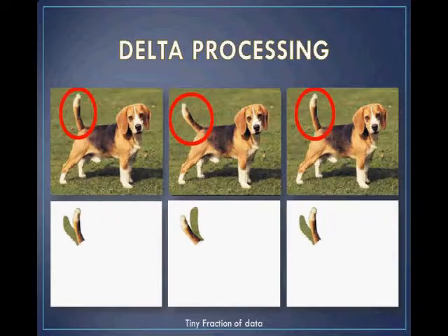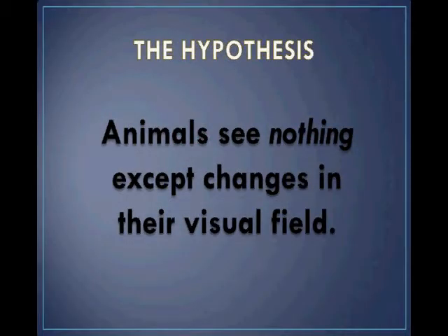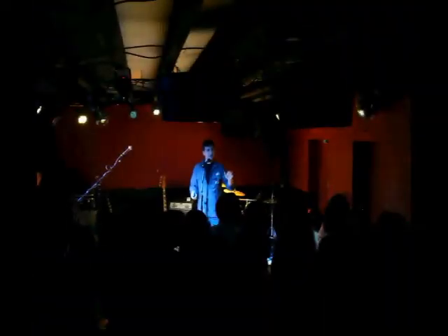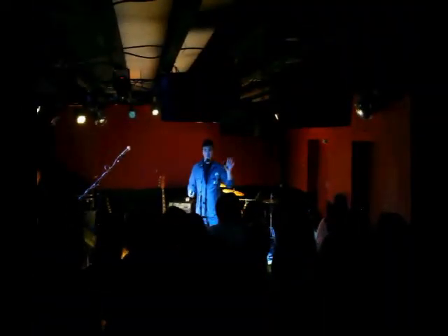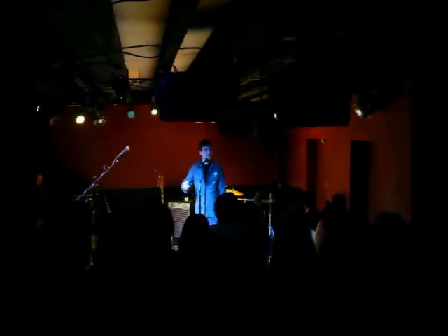So this led me to a hypothesis. I believe that animals actually can see nothing. Your dog and cat are fundamentally blind, except to changes in the visual field. It's quite a radical idea, and by the time we're done, I think I'm going to change your mind, and you'll look at your animals through this light as well.